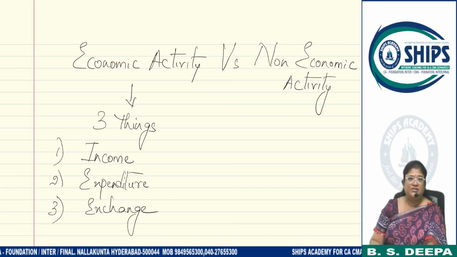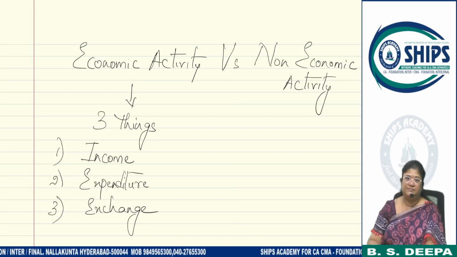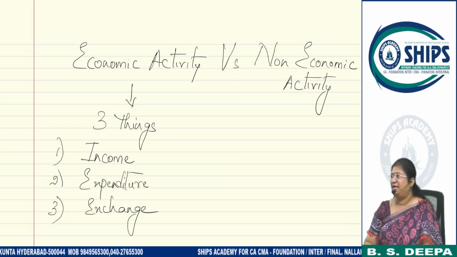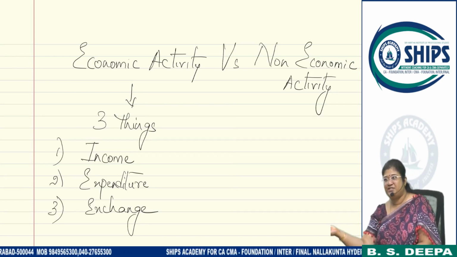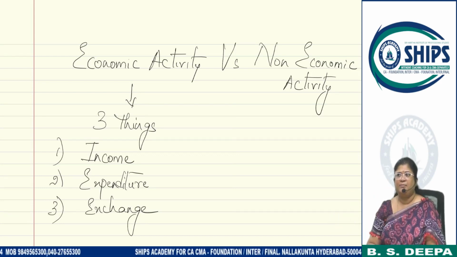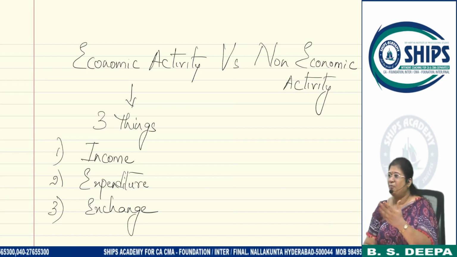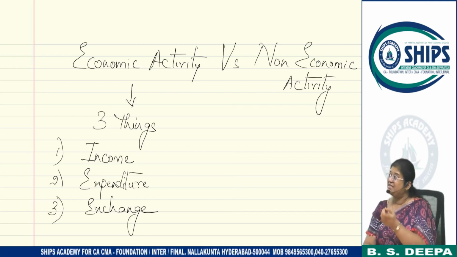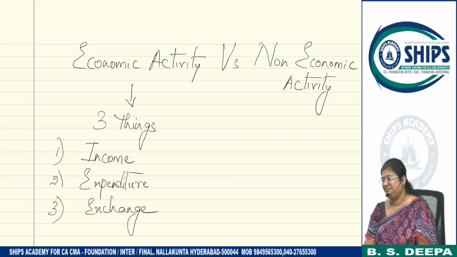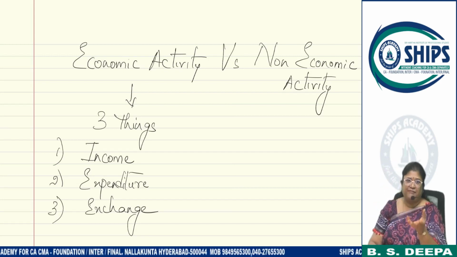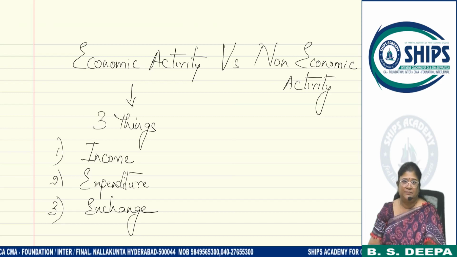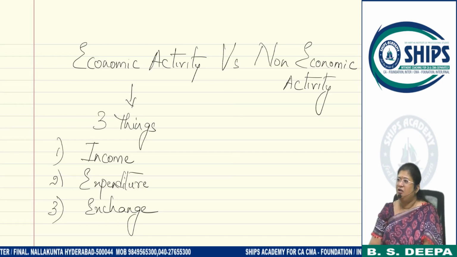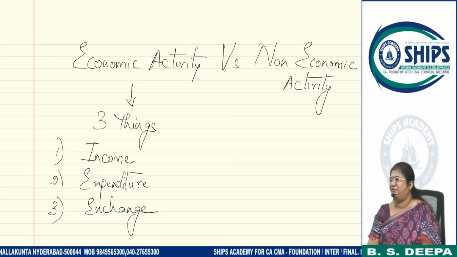Likewise, you donate money to charity, some orphanage, some old age home or something like that. From your side, expenditure is there. For the institution which is receiving it, income is there. But there is no exchange. They are not promising to give you anything, isn't it? So there is no exchange involved. That is why it is a non-economic activity. Likewise, a thief, a robber, he steals something. For stealing something, he is not spending any amount of money. Let us say he spends some money, that is expenditure for his part.